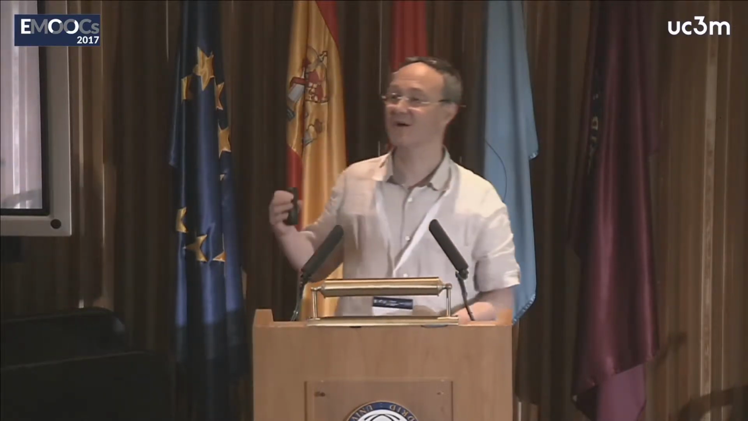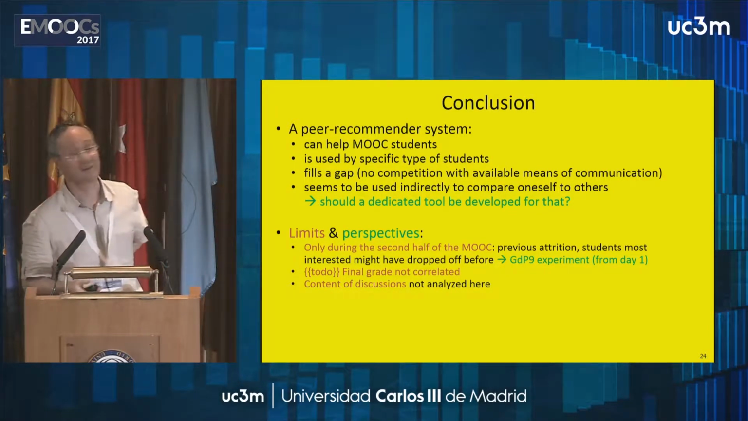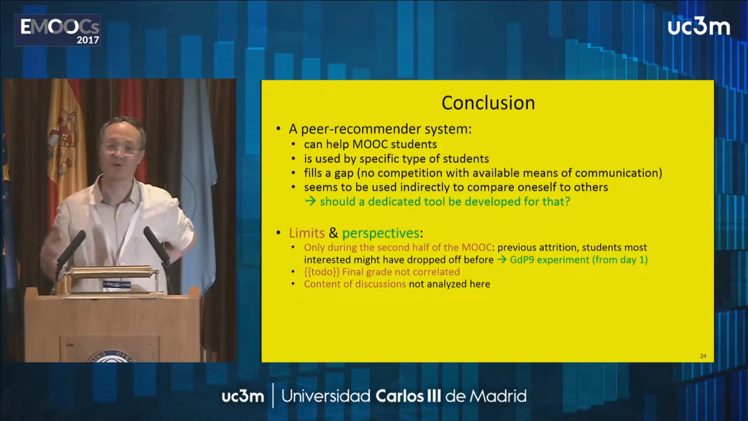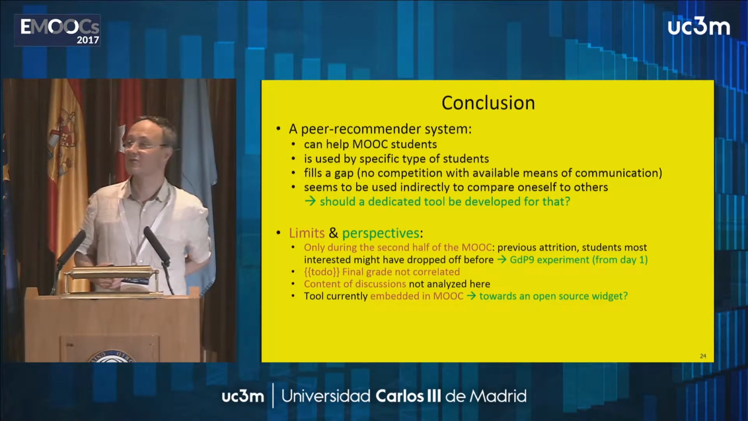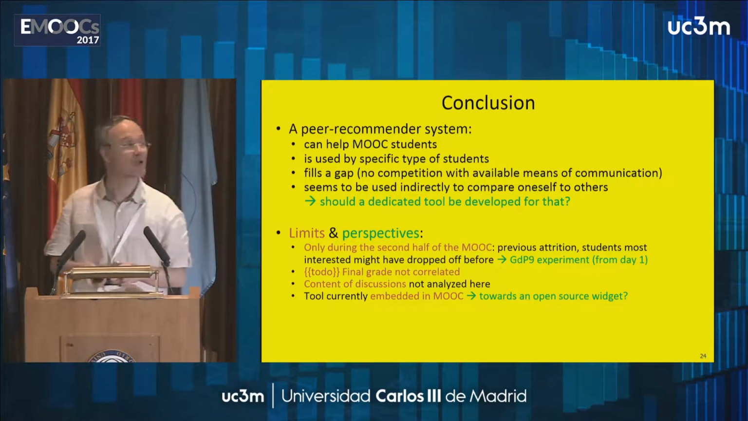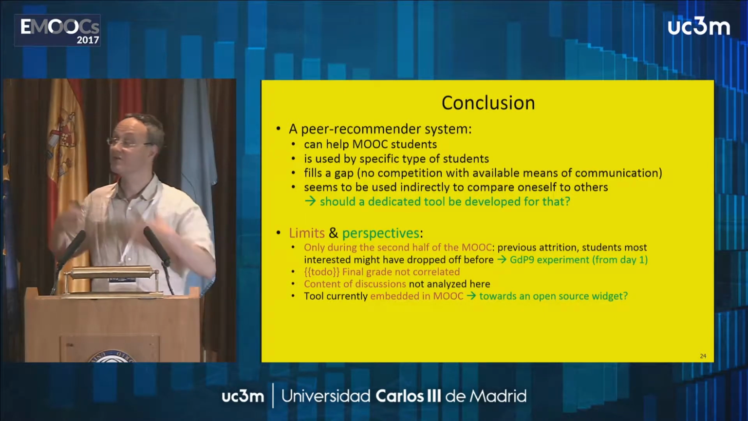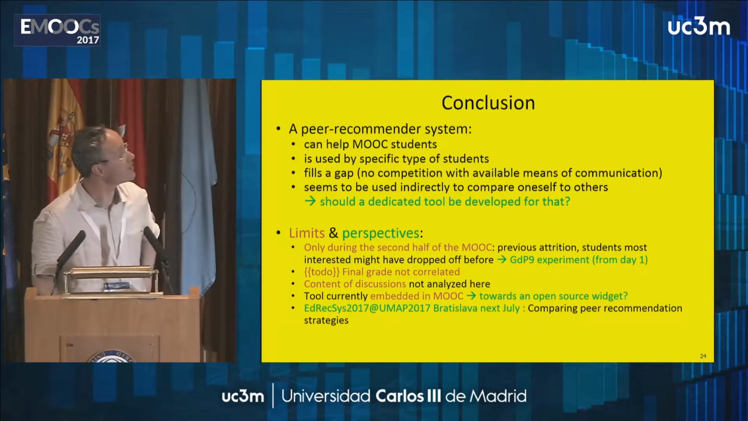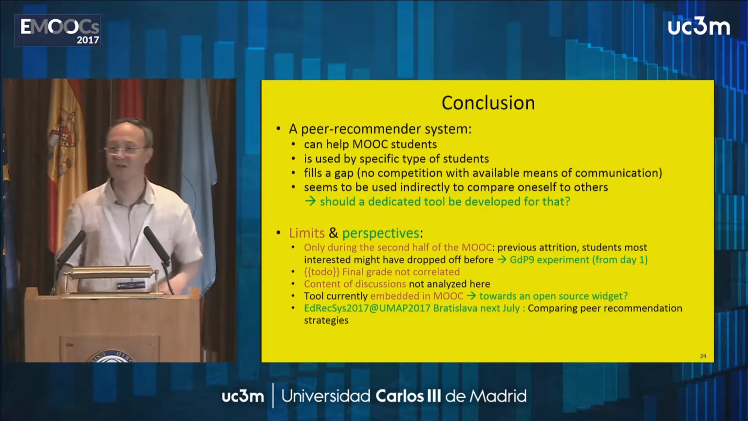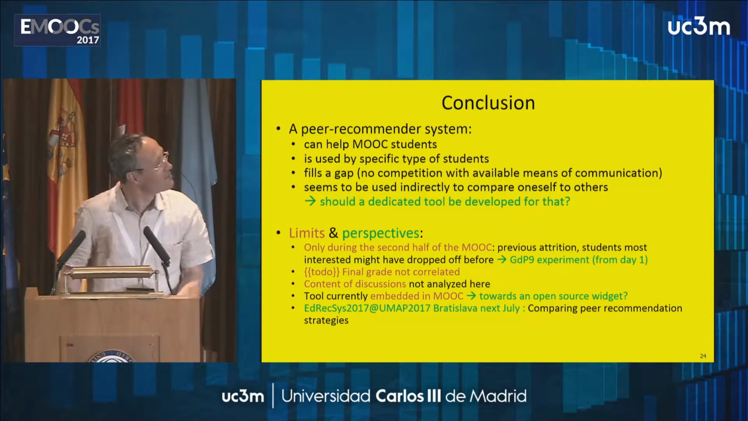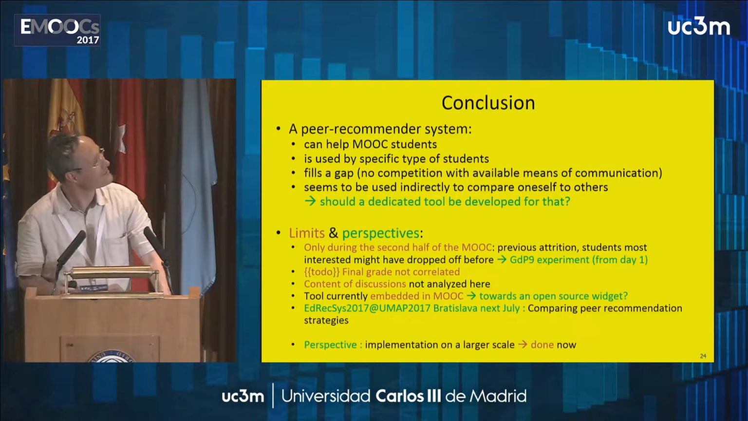We didn't analyze what people were talking about with one another. We could do that, but it would be a bit complicated because you need to do some semantics. If you want to use our personal recommender, right now it's really embedded in our platform, so it's not easy to transfer it to your own platform. And if you want to know more about peer recommendation strategies and their effectiveness, please wait for the next paper in July, in which we will present these results.